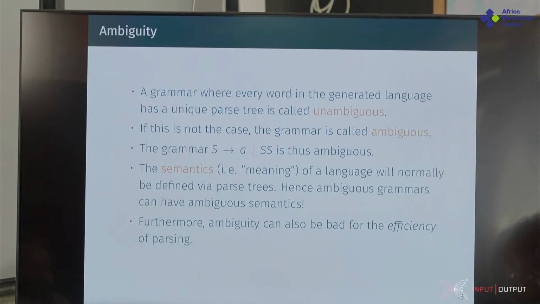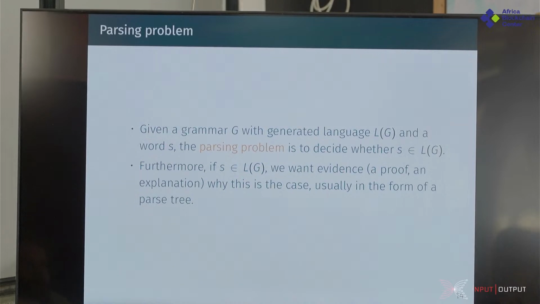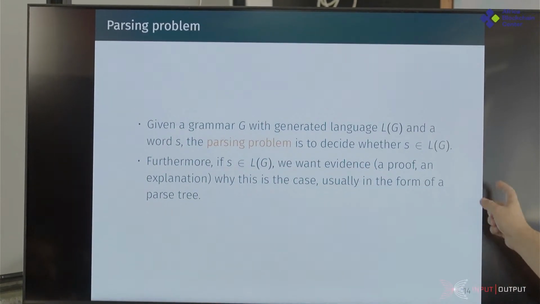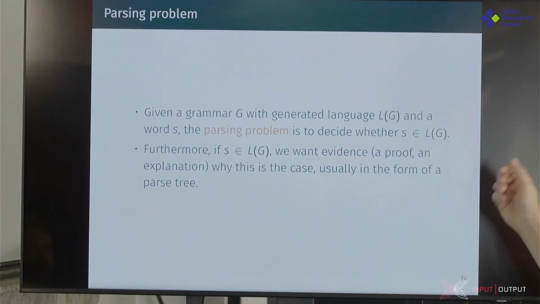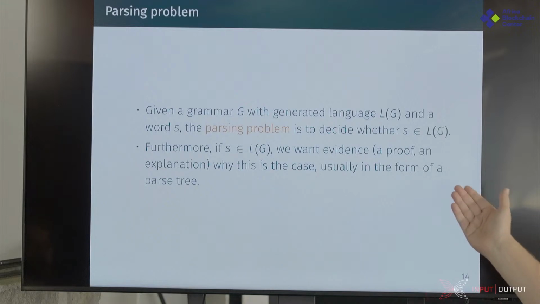And what I said, so the parsing problem is: if you have a grammar and a language generated by it, then the parsing problem is to decide whether a given word is in the language. And if it is, you would also normally like a parse tree for it, basically a proof of why you come to the conclusion it's in the language. So basically the problem is, given an arbitrary word, either produce a parse tree for it or say it's not in the language.